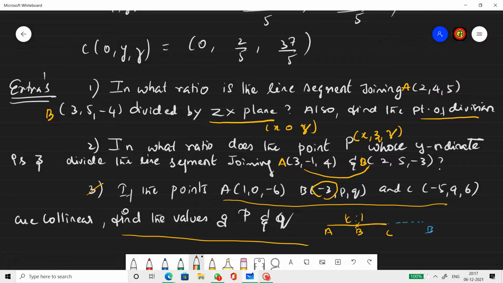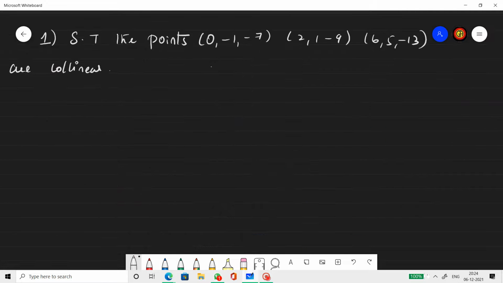So practice these 3 questions based on what I taught. So next sum, show that the following points are collinear. Here it is not said that the points are collinear, we have to show. And here we are going to opt for the section formula to prove collinearity.